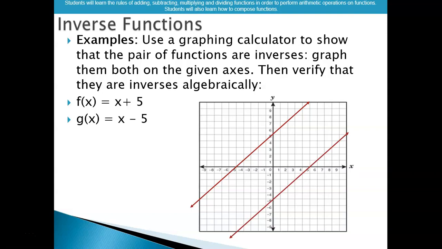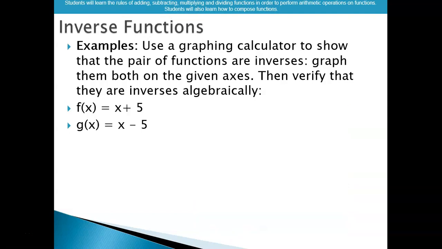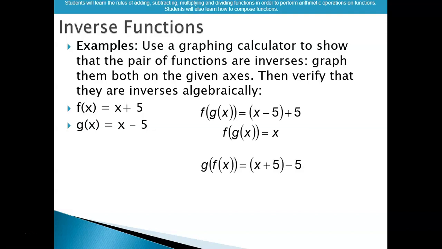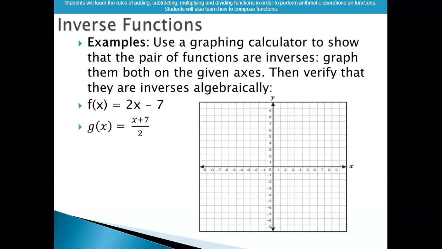And if I were able to fold this screen on the line y equals x, these lines would be on top of each other. Now, to show that they are inverses algebraically, I would have to compose them. If I do that composition, it should equal x. So the first time I do it, f composed with g, I put the g function into the f function, and I get x. Second time I do it, I put the f function into the g function, and I get x. Since both of those functions, when they're composed together, equal x, they are inverses. You have to check both ways.